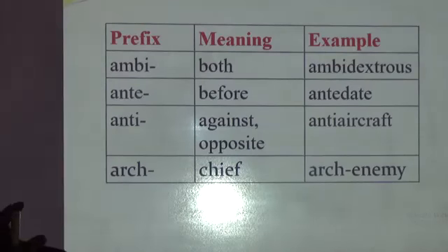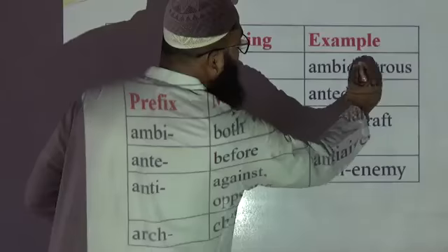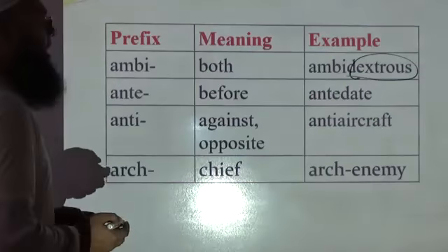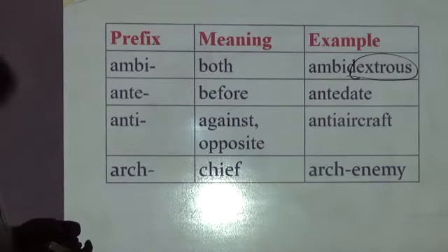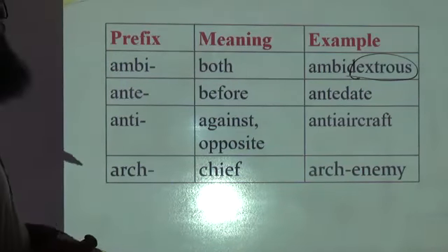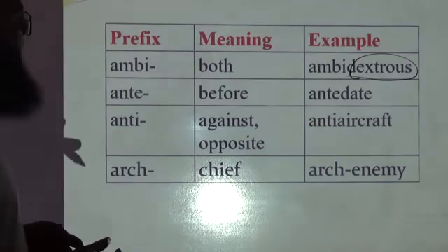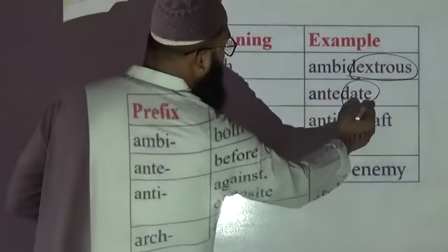Ambi, that means both. Ambidextrous, dexterous means skilled, that's more skilled. Ante, that means before. Antedate, that means before the date.